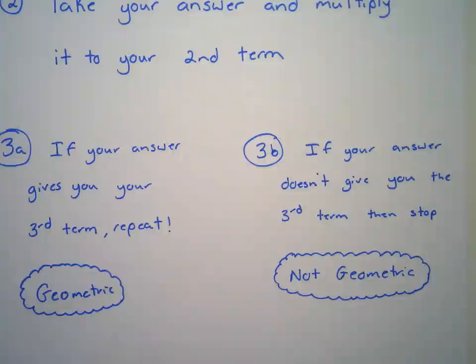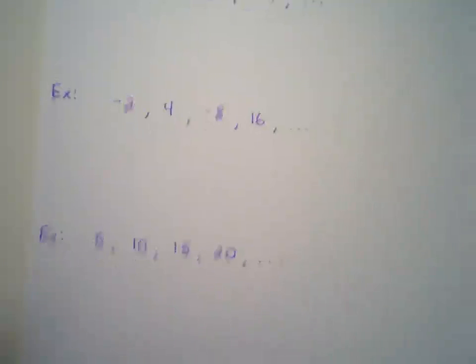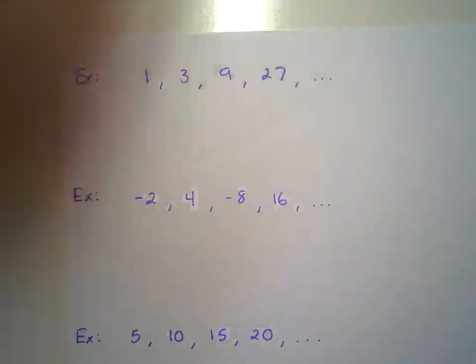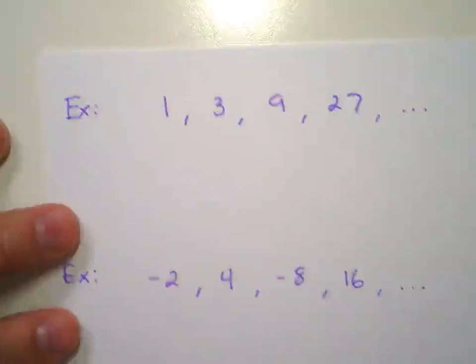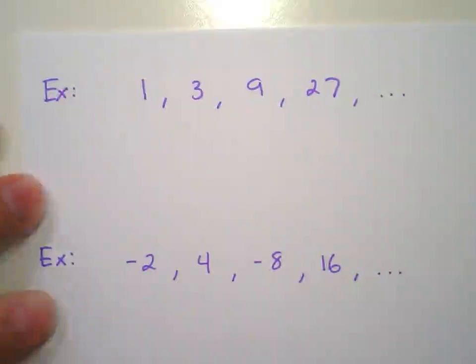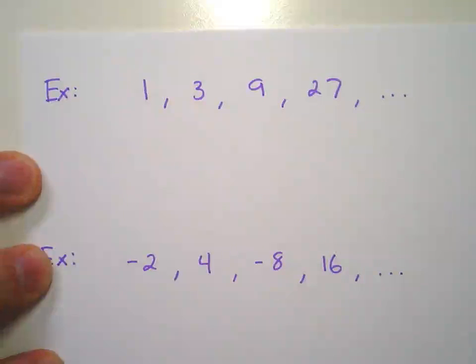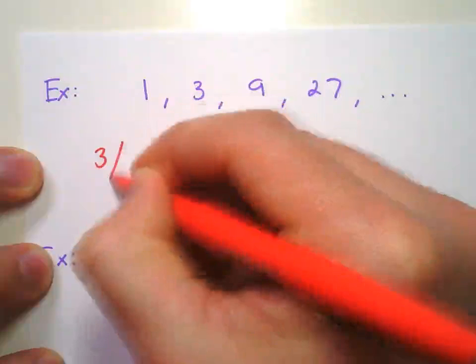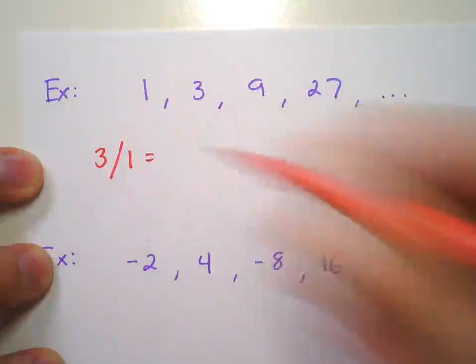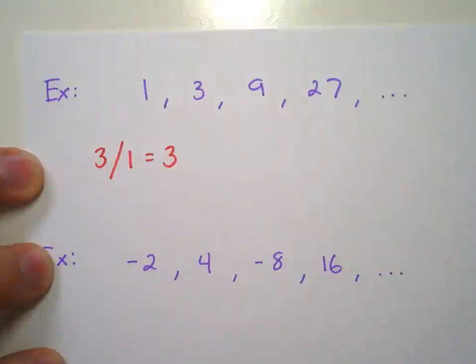So we're going to take that concept and do a few examples here. Let me zoom in so we can see everything that's going on. Remember, our first step is we take our second term divided by our first term. So the second term is 3 divided by our first term, which is 1. So 3 divided by 1 is 3.